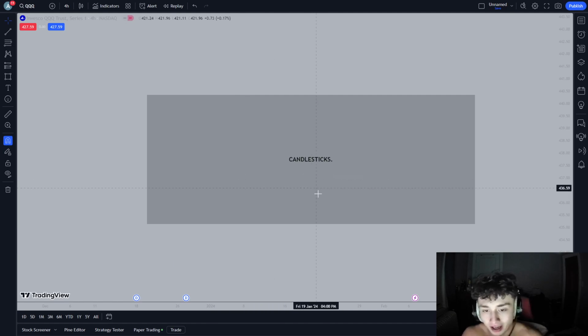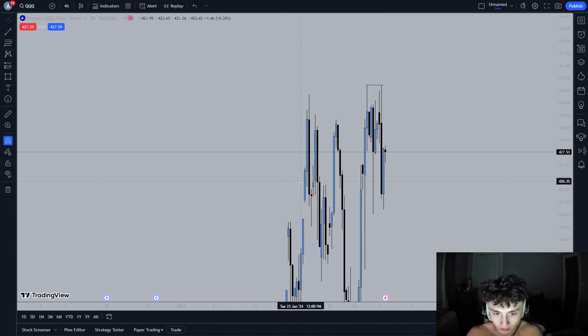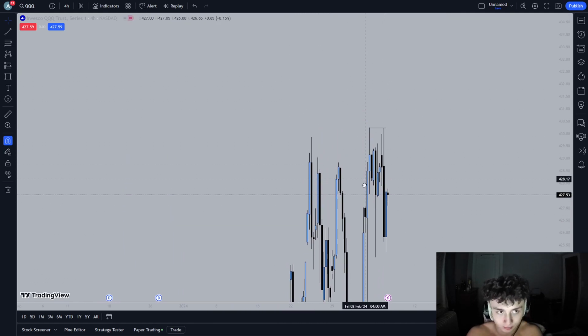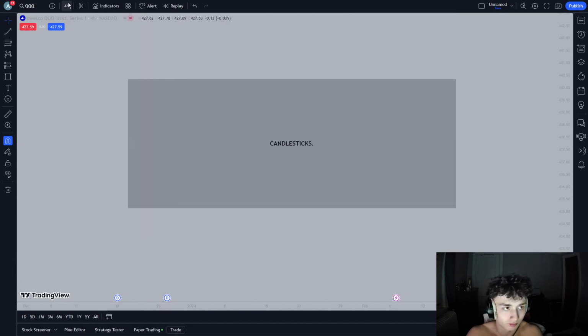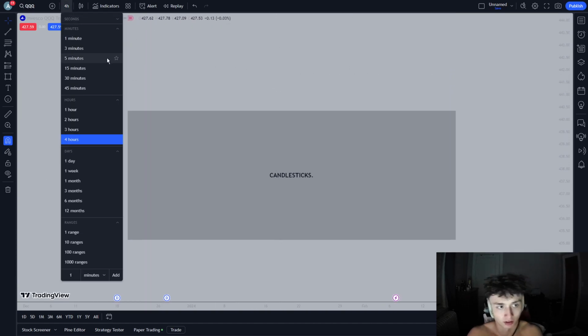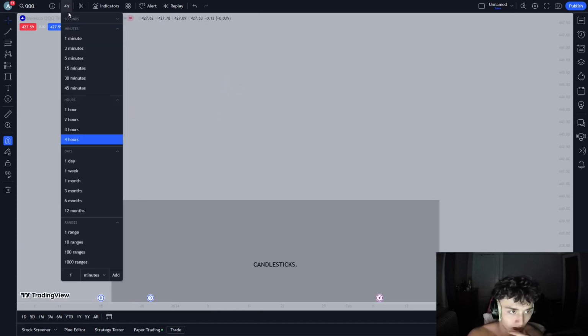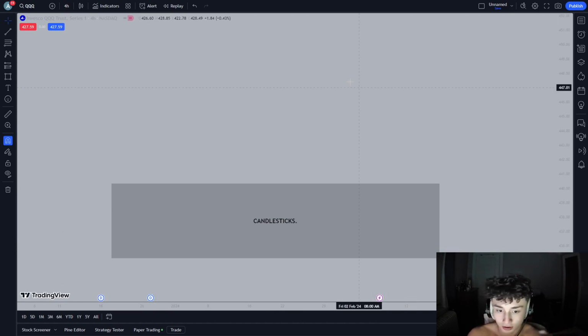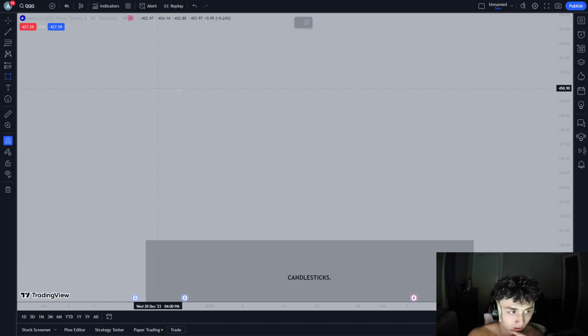Anyway, candlesticks are what every single one of these things are. And now if you look over here on my chart on the left side, it shows 1 minute, 3 minute, 5 minute, 15 minute, 30, 45, 1 hour, 2 hour, 3 hour. It shows all these time frames. It even shows 12 months, right? So let me explain what that means.